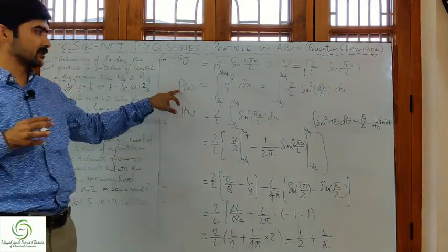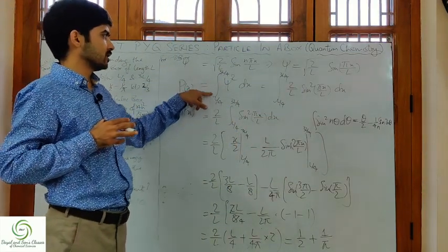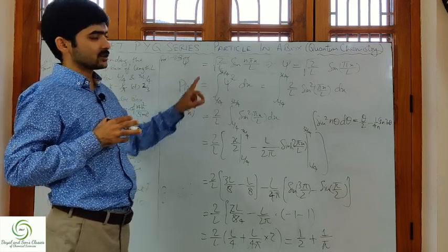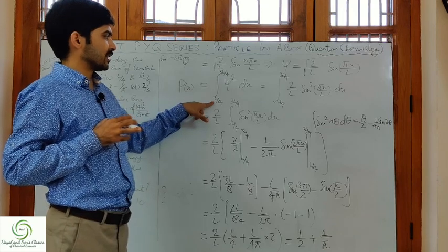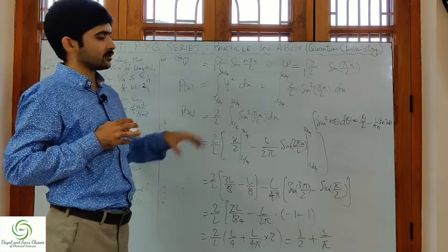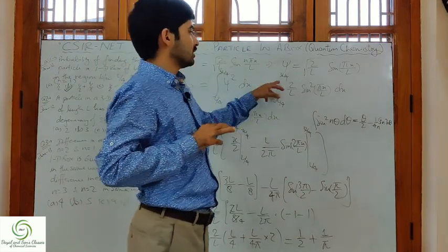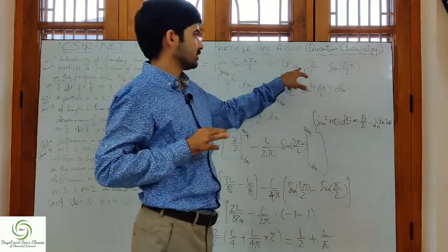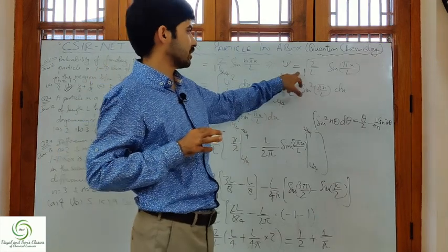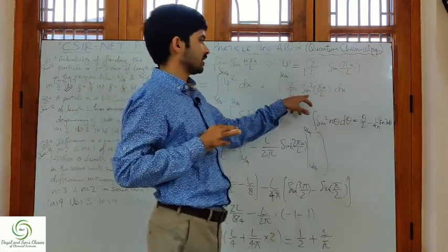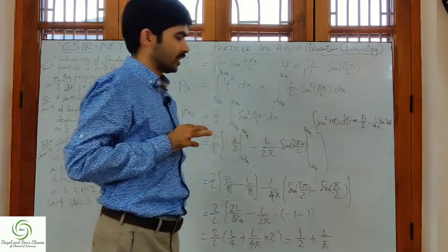Then we find out the probability, which will be equal to the integration of psi square dx in the limit L by 4 to 3L by 4. This limit shows that we are finding the probability in this particular region. Now, when we put psi square in the probability, we get 2 by L sine square pi x upon L dx.